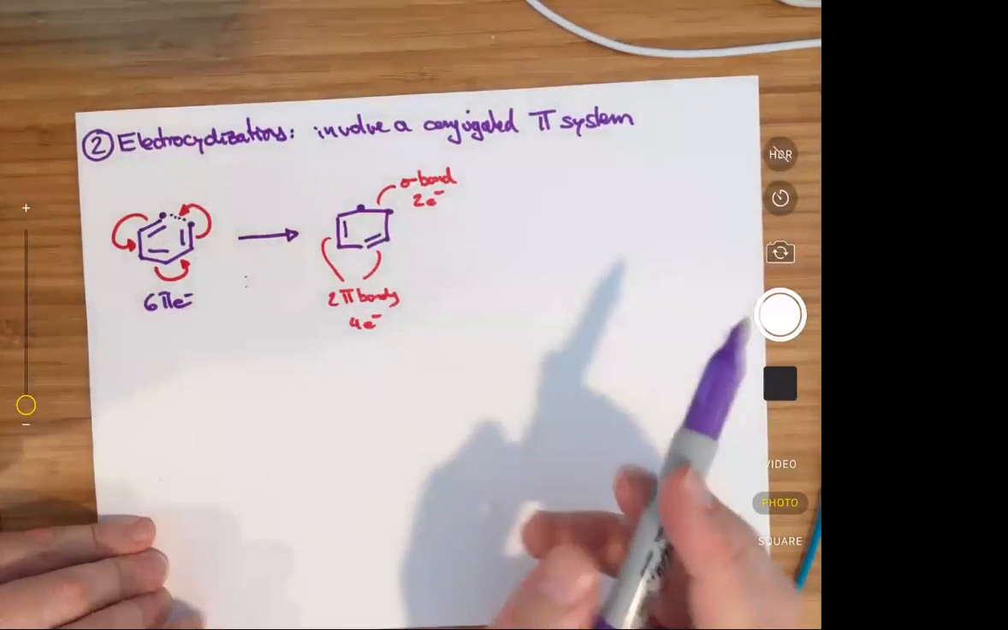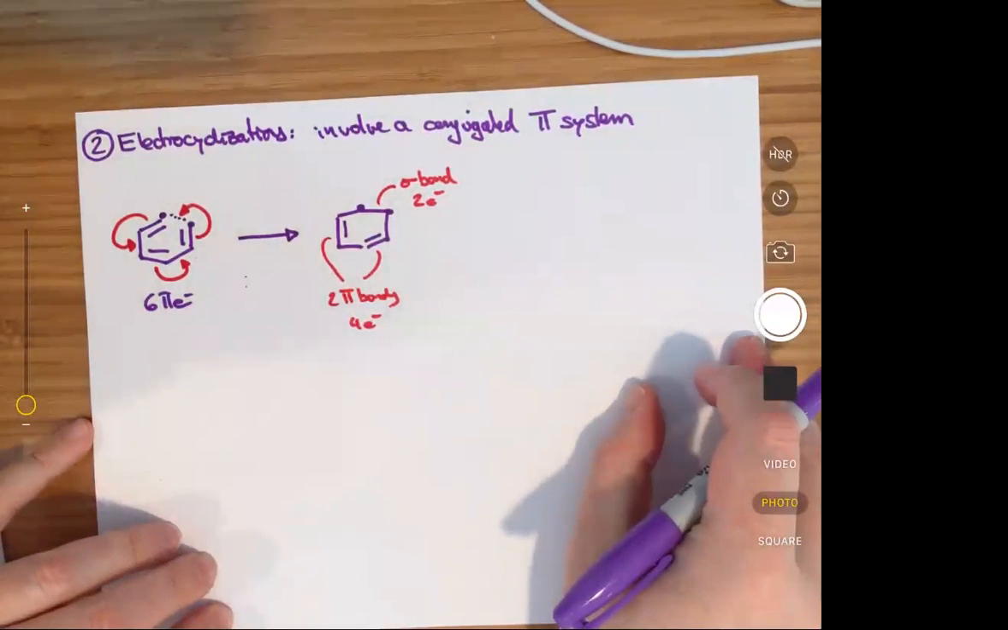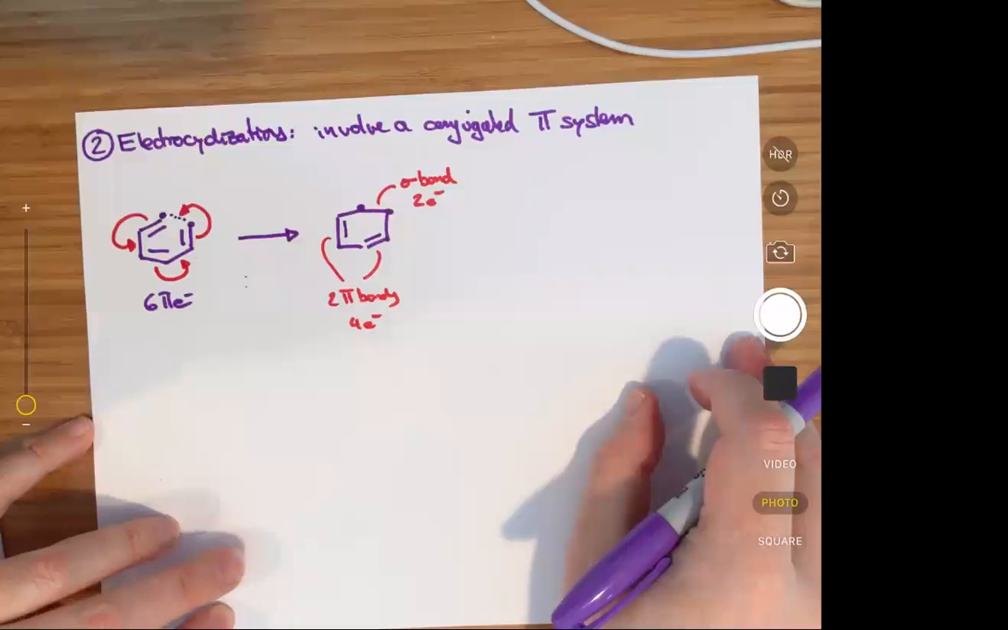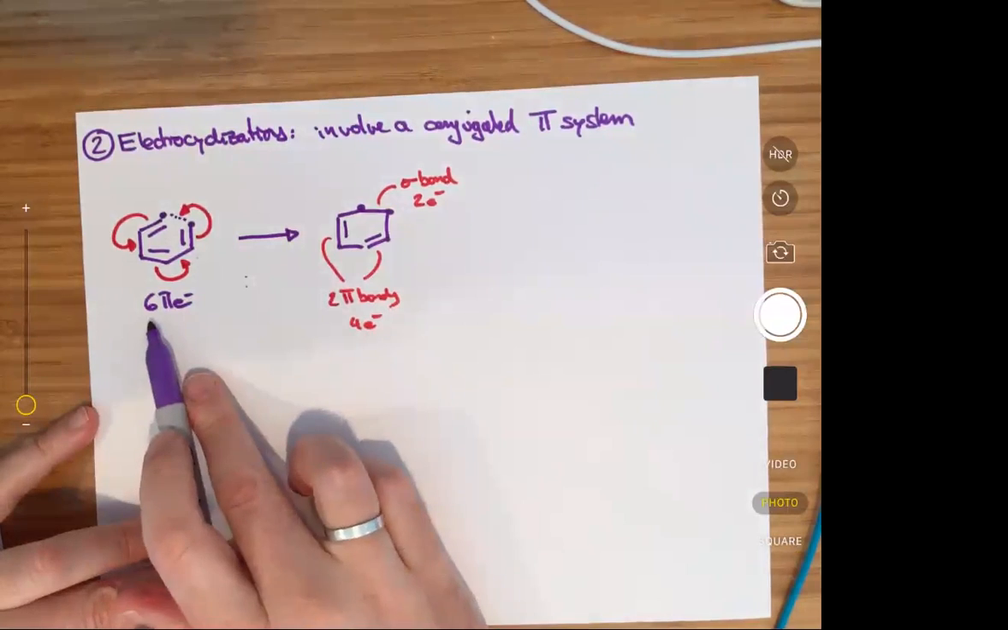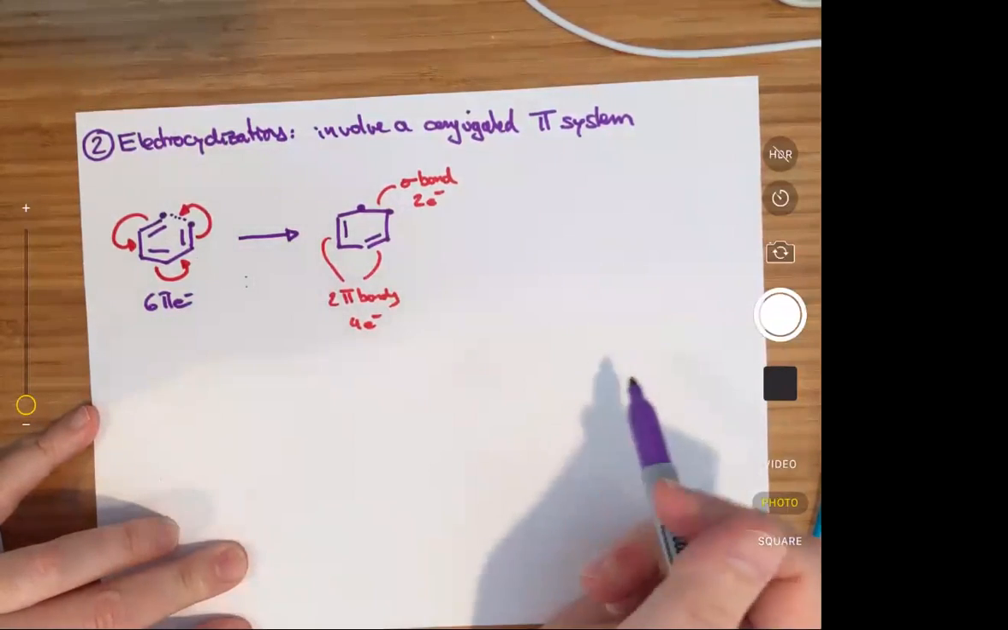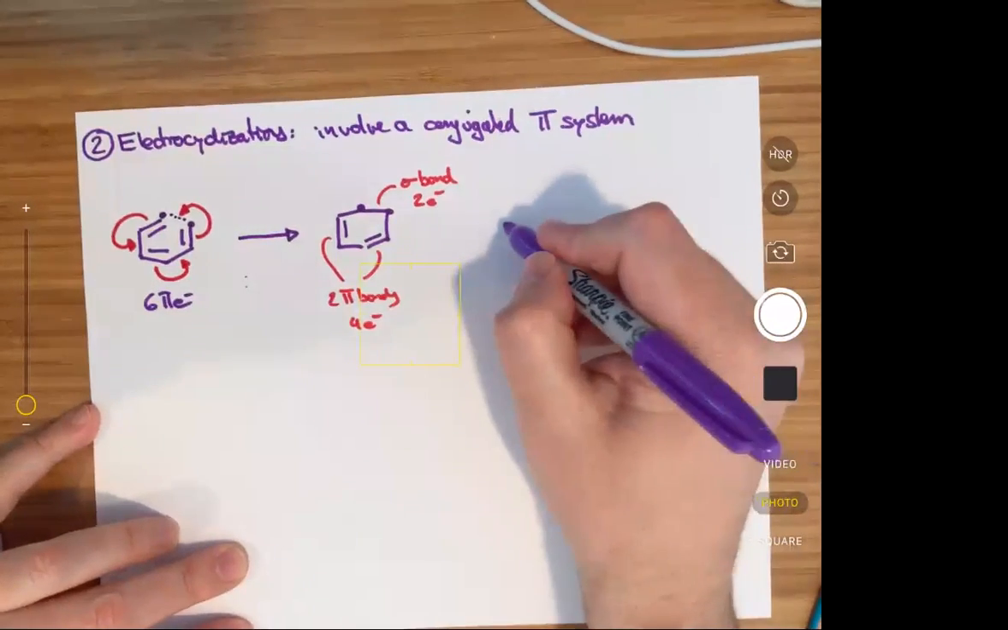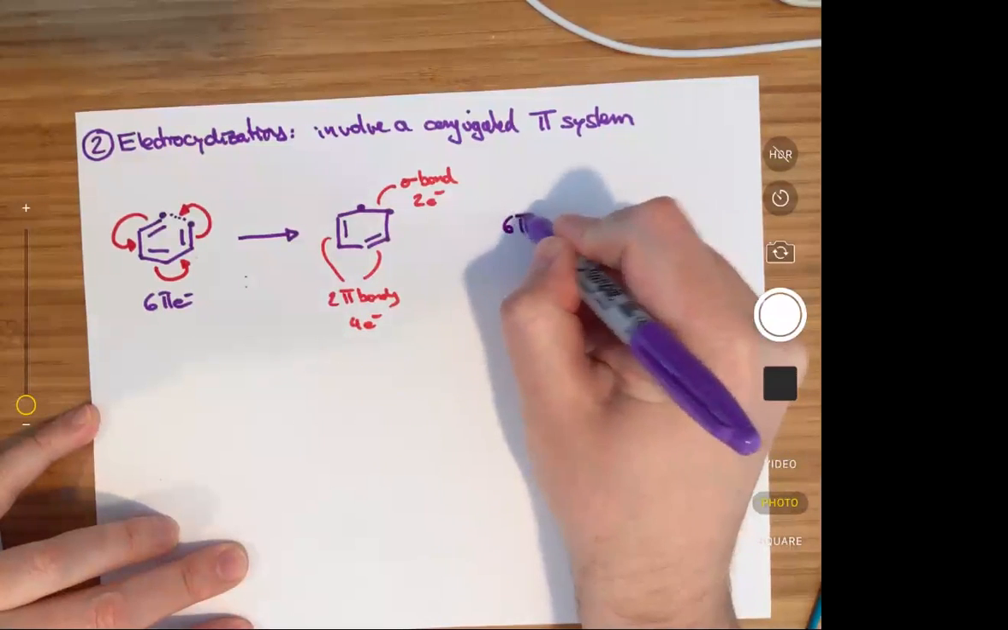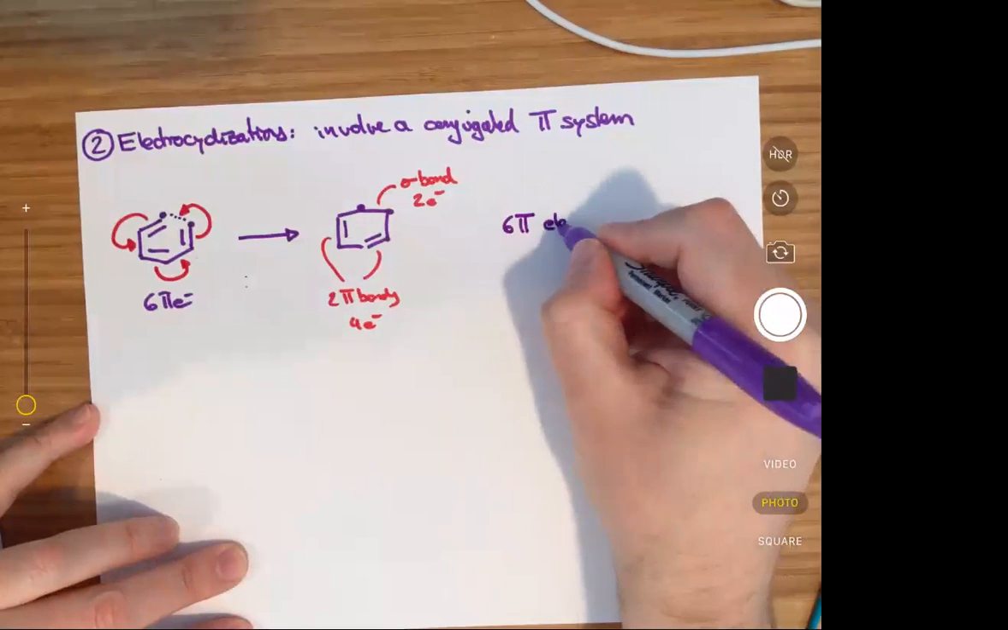And again, there is a somewhat different nomenclature for these systems. We usually call these out just by the total number of pi electrons that are involved in this system. In this case, we call this 6 pi electrocyclization.